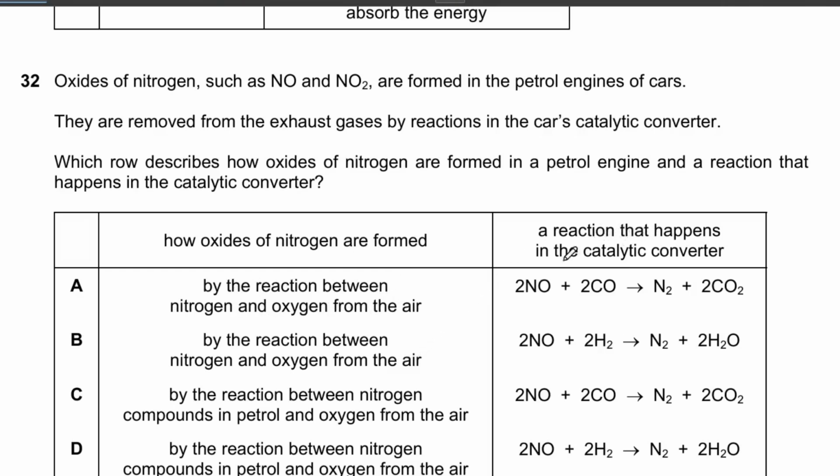A reaction that happens in the catalytic converter: nitrogen oxide plus carbon monoxide gives us nitrogen and carbon dioxide, which is A. So our answer therefore is A. Don't forget the essence of the catalytic converter is to change carbon monoxide into carbon dioxide, because carbon monoxide is a more dangerous gas than carbon dioxide. So our answer is A.